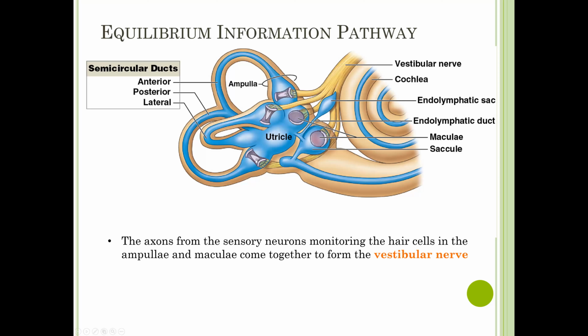So notice that you have 3 of these regions, and from each of them you can see the axons of the sensory neurons coming out. And then within the utricle and the saccule, we had these 2 areas called the maculae, where the hair cells were located. And again, you can look carefully and see the axons of the sensory neurons extending outward. So the axons from all of these sensory neurons in these 5 areas come together to form the vestibular nerve.